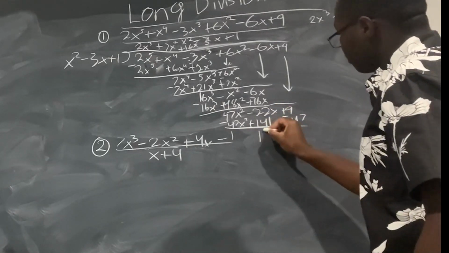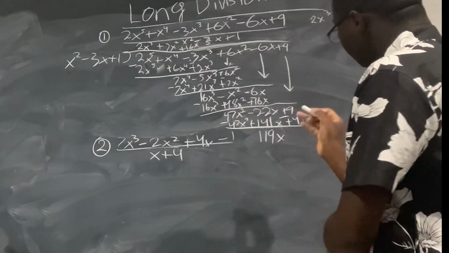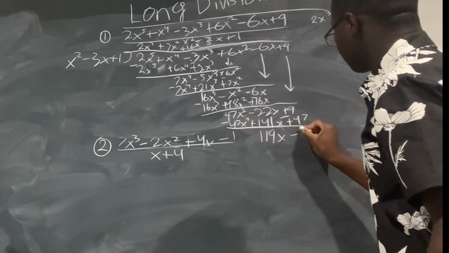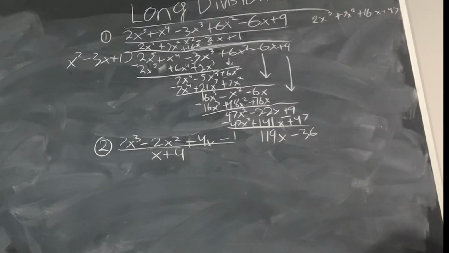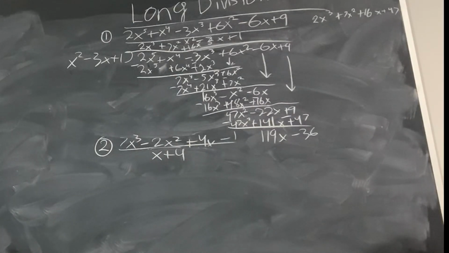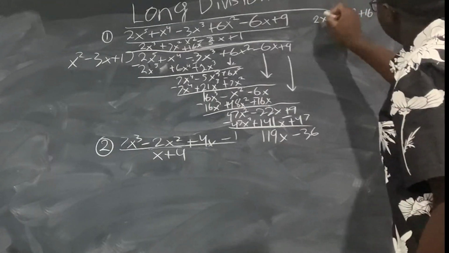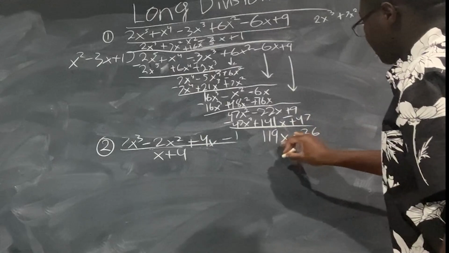Evaluating this all out, 141 minus 22 is going to be 119x, and then 9 minus 47 is going to be negative 36. So what we should get as our final answer is all this plus this remainder.